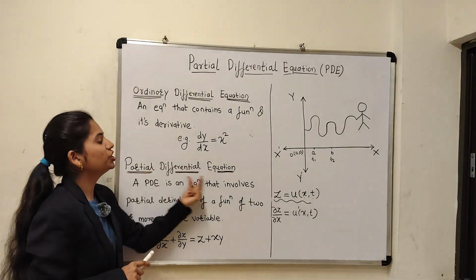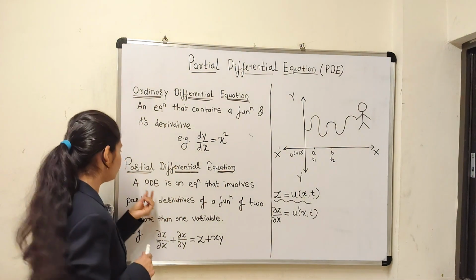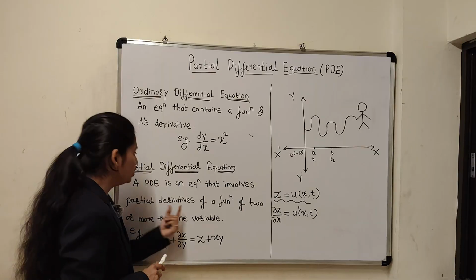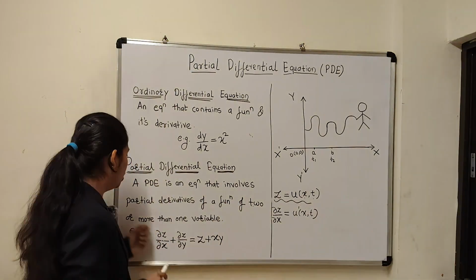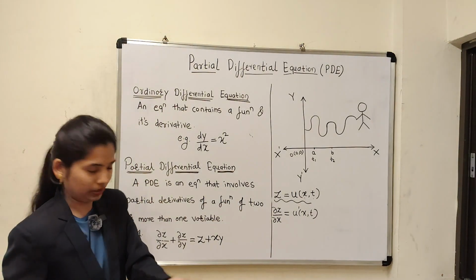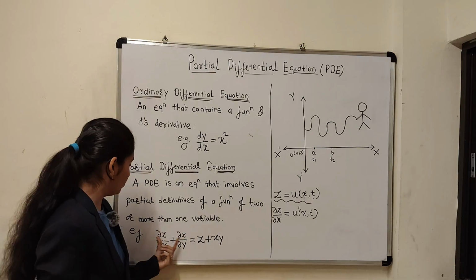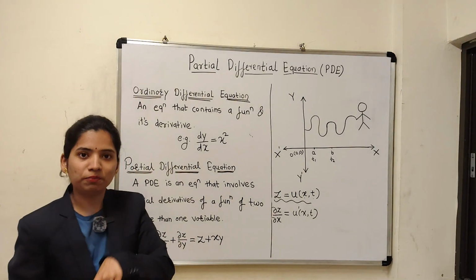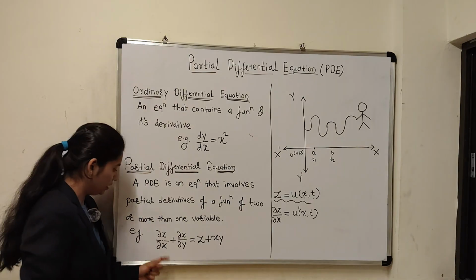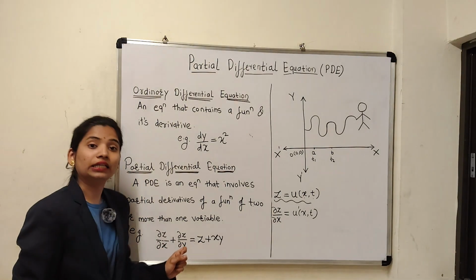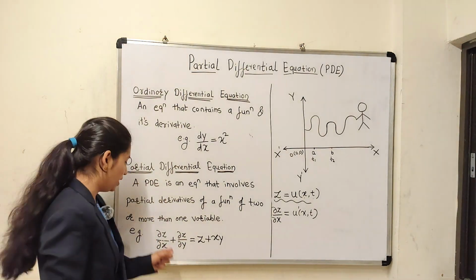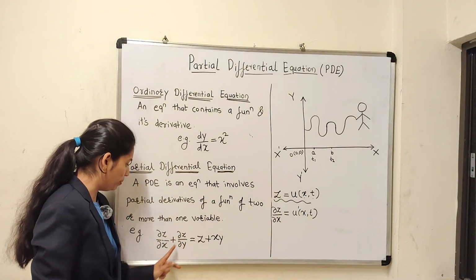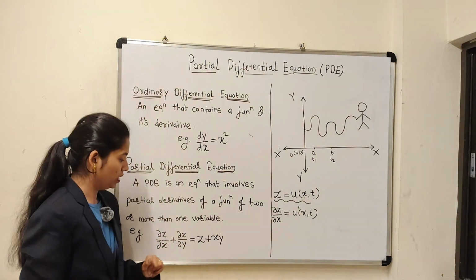So let's see the partial differential equation. A PDE is an equation that involves partial derivatives of a function of two or more variables. For example, ∂z by ∂x plus ∂z by ∂y is equal to z plus x into y. Here x and y are the independent variables and z is the dependent variable. That is, z depends on x and y.